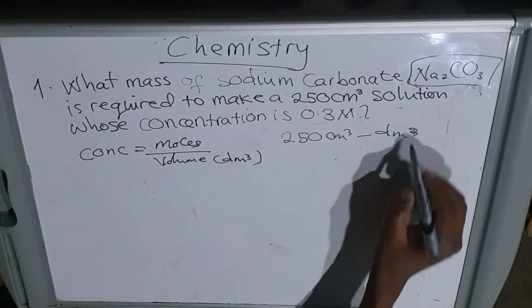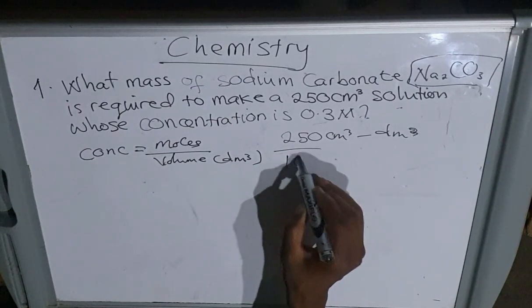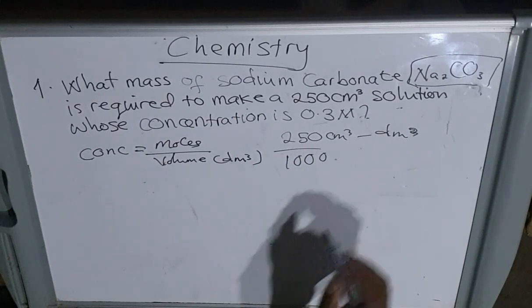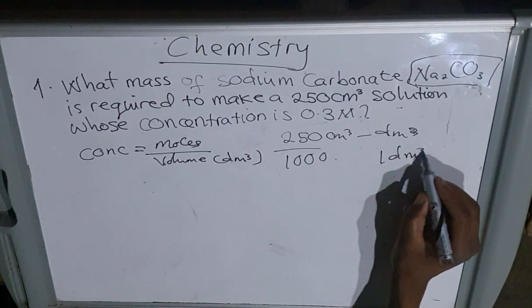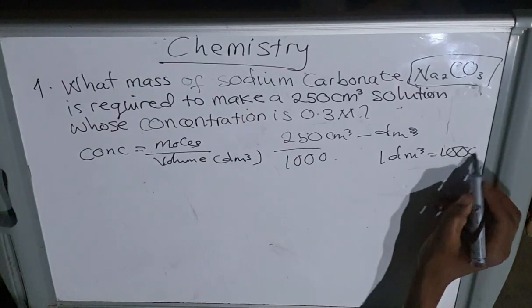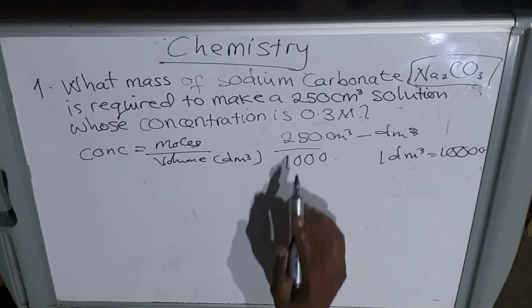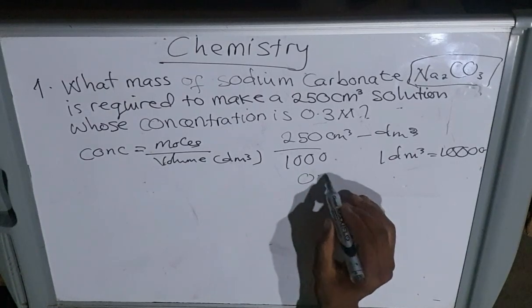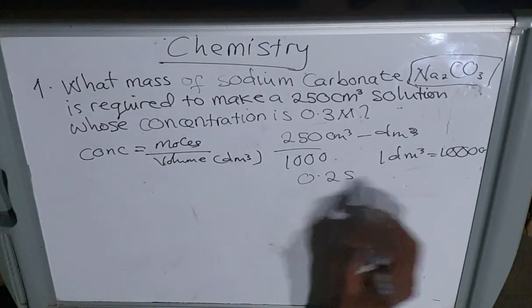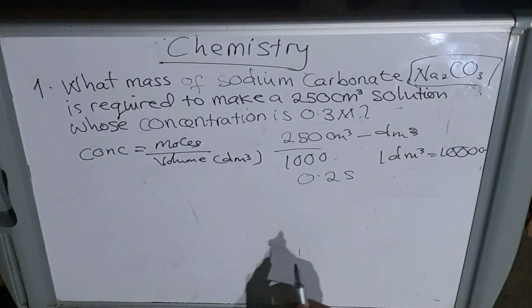How do we do that? We just divide this by 1000, because 1 decimeter cubed is equivalent to 1000 cubic centimeters. So just divide the 250 by 1000 and it is giving us 0.25, I think. Yes, giving us 0.25 decimeters.